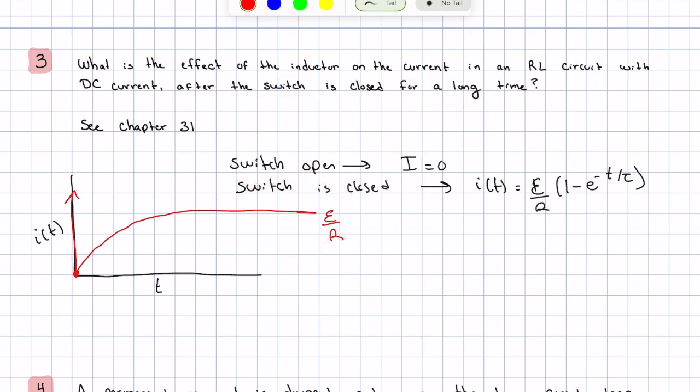So the answer is, what is the effect of the inductor on the current? Nothing. It's not affecting the current at all, because it's just acting like a normal wire at that point, and it's not causing any pushback.